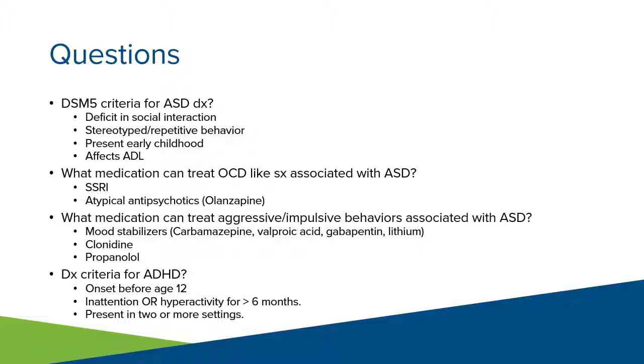Number 2, what medications can treat obsessive compulsive disorder-like symptoms associated with autism? These are going to be SSRIs, as well as atypical antipsychotics, specifically olanzapine.